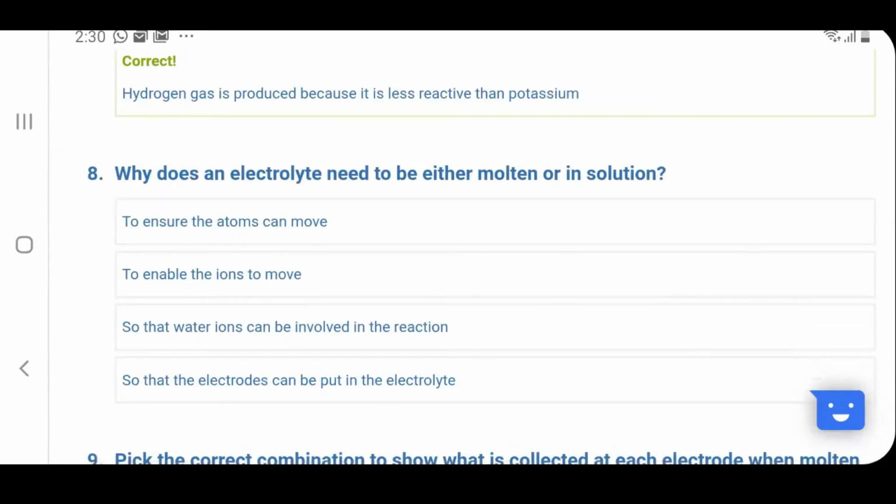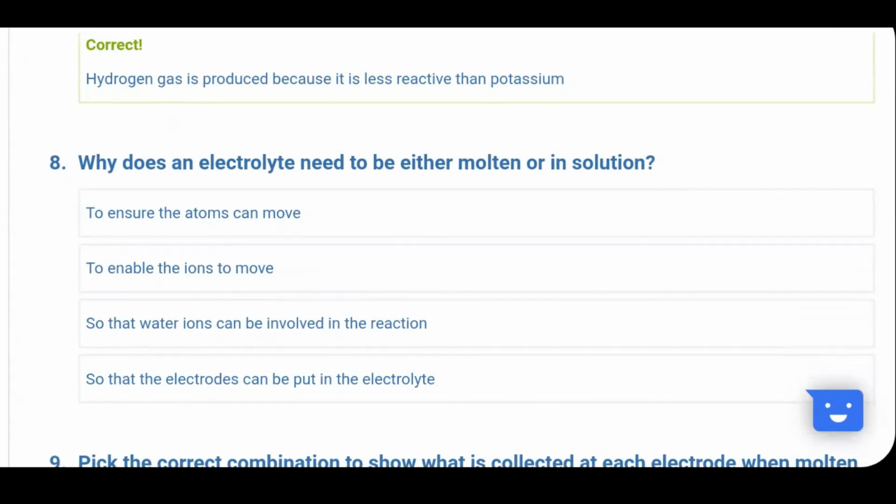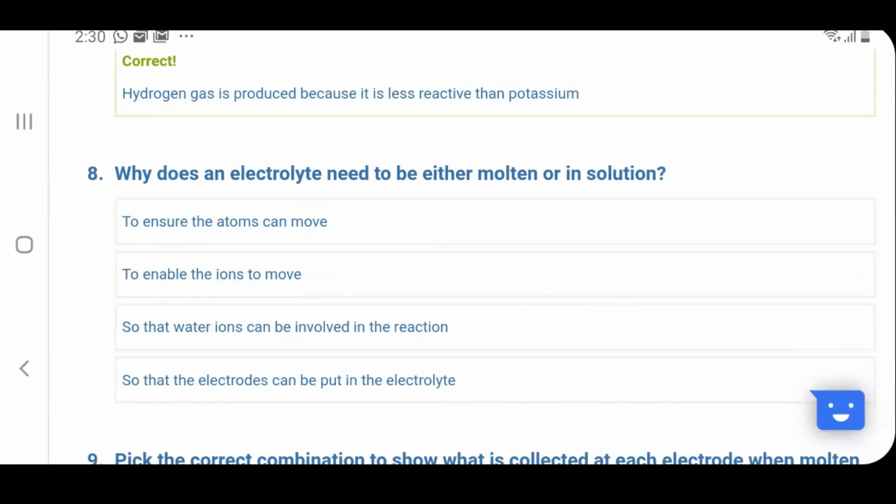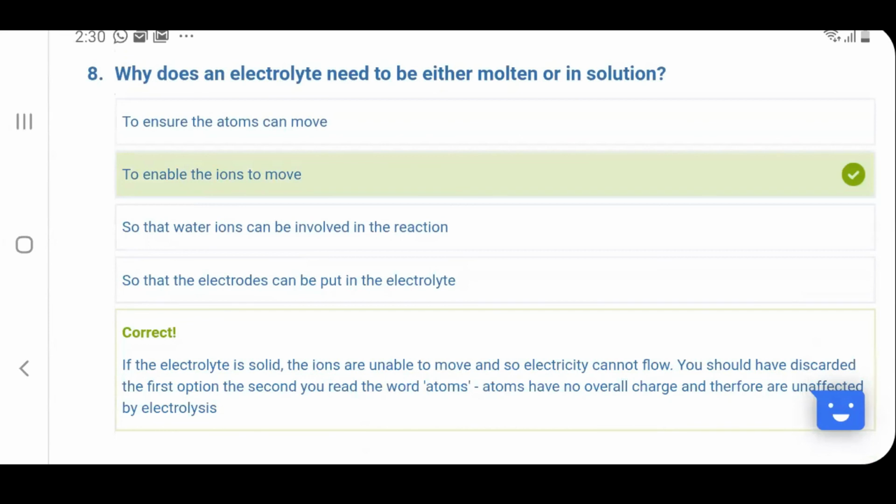Number 8. Enable ions to move. B. Correct. Why does an electrolyte need to be either molten or a solution? To ensure that the ions are able to move.